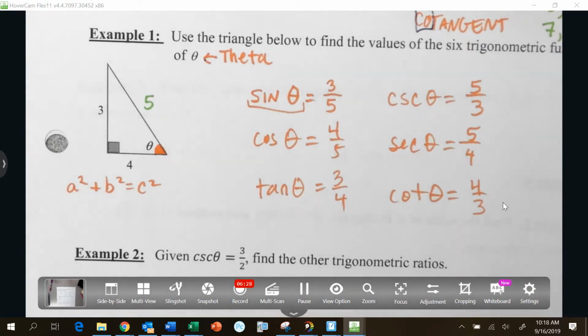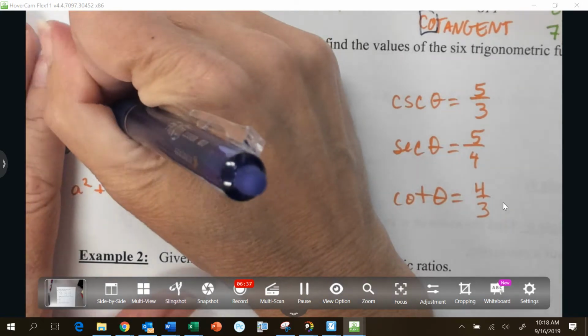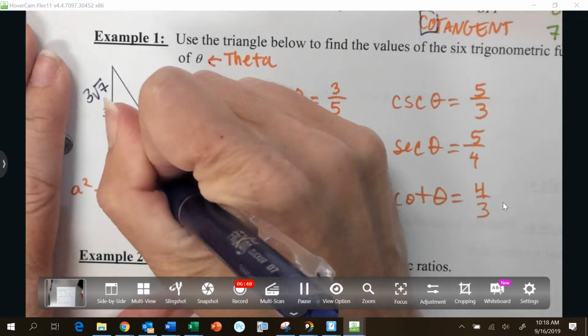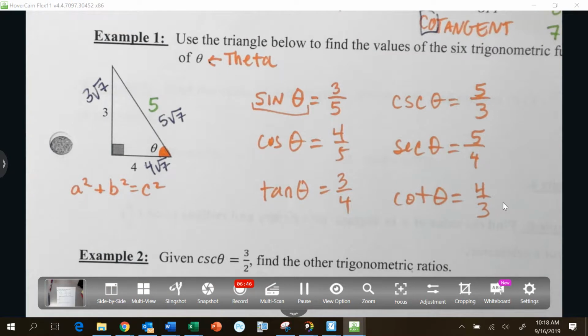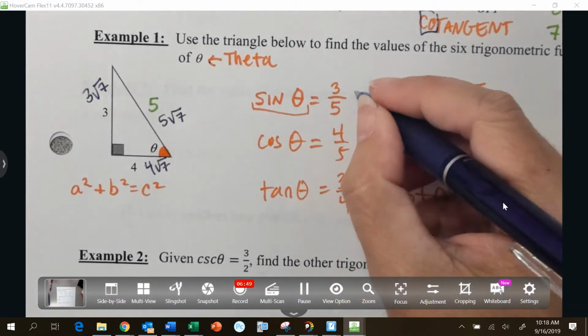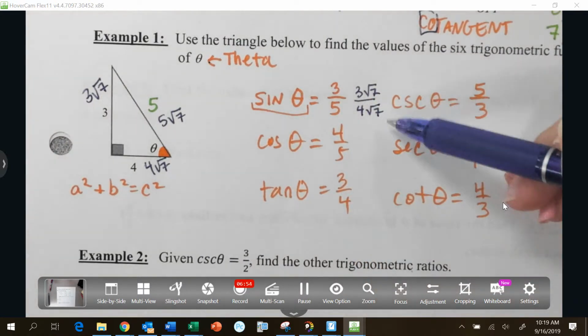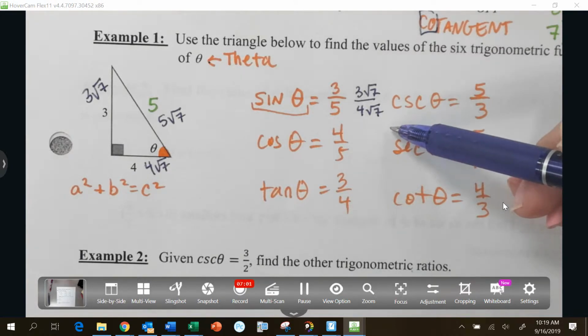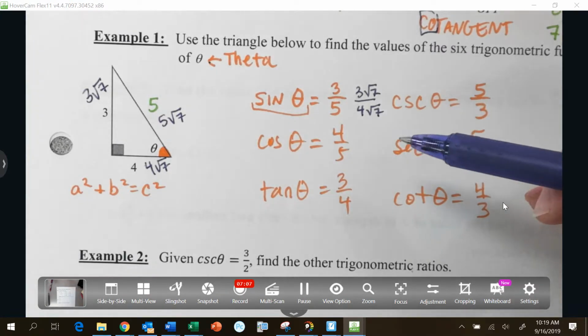Okay, really fast. If this had not been 3, 4, 5, if it had been 3 radical 7, 4 radical 7, and 5 radical 7, if it had been that instead, and we did our sine and we got 3 radical 7 over 4 radical 7, what would I have to do? So not rationalize, because before I give myself more work, I'm going to see if something simplifies. Does anything simplify?